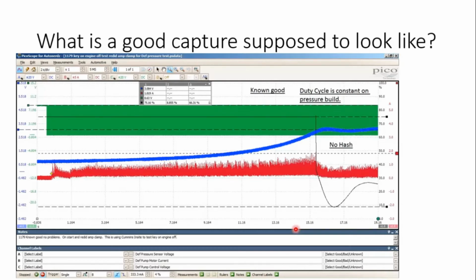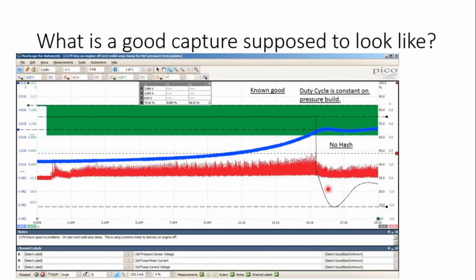And here is a good capture, what a good capture is supposed to look like. Okay, so if you look on this one, I start the test. I have a 75% duty cycle going all the way across here. And then if you notice, pressure's building, pressure's building. I don't have any hash in the pressure now. It's good pressure and it's holding steady.